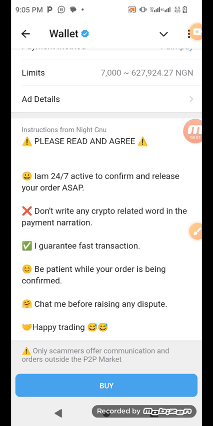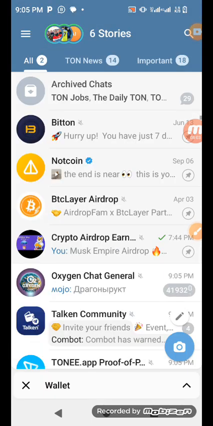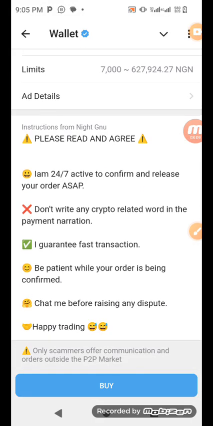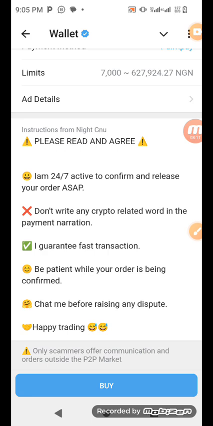Now, if I feel that, okay, I want to buy this, all I'm going to do is click on buy. Once I click on buy, I can cancel it, but I don't want to cancel trades because it's going to affect my rating. But let me do this for you. Let me click on buy now, for instance.